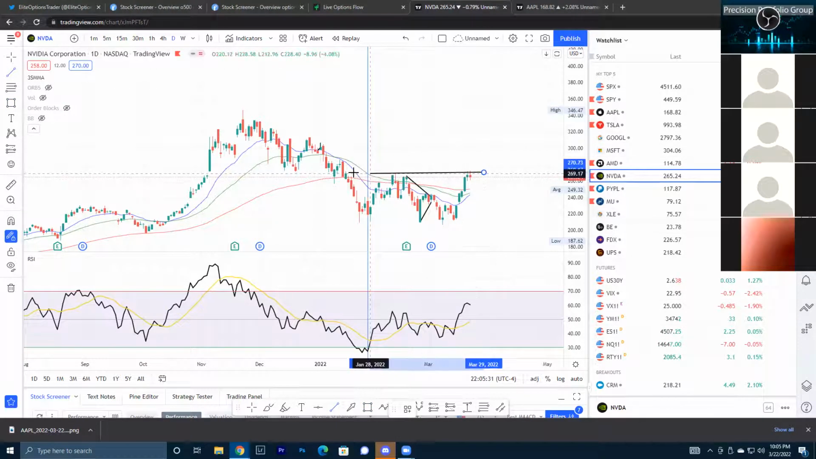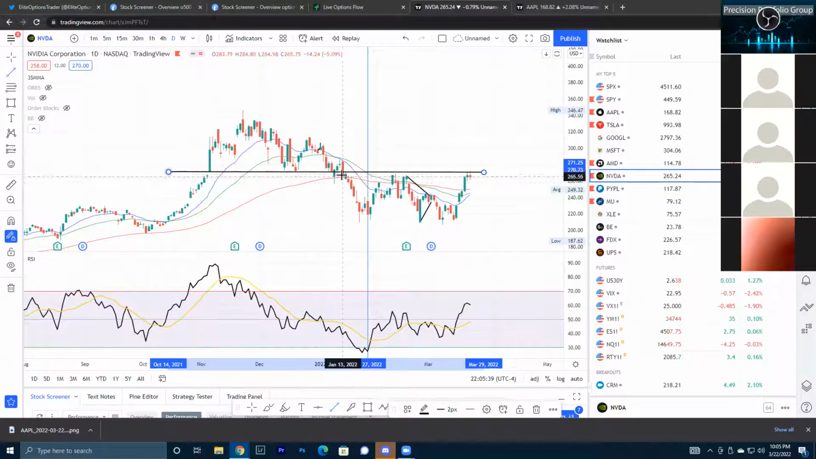Now, here's the cool thing right now. Here's the thing that you want to see for NVIDIA. This was a level that NVIDIA touched. This was a level, the same level NVIDIA touched again. This level, NVIDIA touched and it went down. NVIDIA touched and it went down. So now NVIDIA is testing this bad boy.